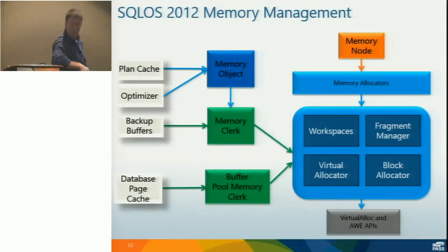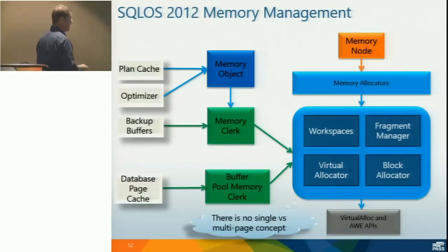A lot cleaner. Buffer pool is now a memory clerk, and that's all it is. It's not an allocator anymore. When it needs memory, it goes into the SQL OS system and says, I need 8K pages. I need single 8K pages. When other clerks need memory, they also go into SQL OS and say, I need memory. And there is no single versus multi-page concept anymore. I just need pages. I need one page or I need multiple pages to do my work. But I don't have special allocators for that. We'll talk about why that's important in a second.